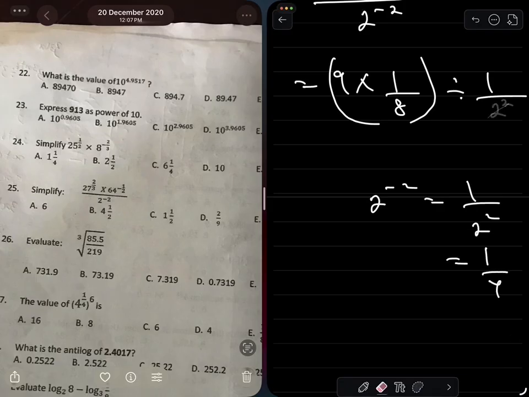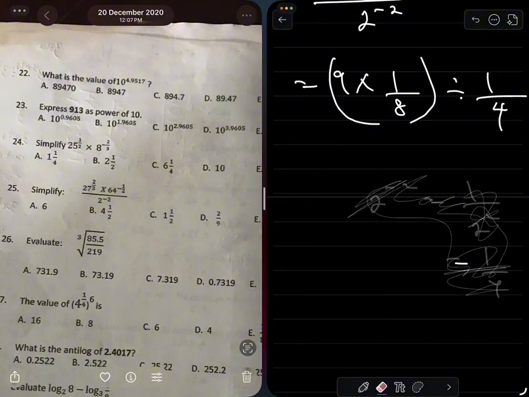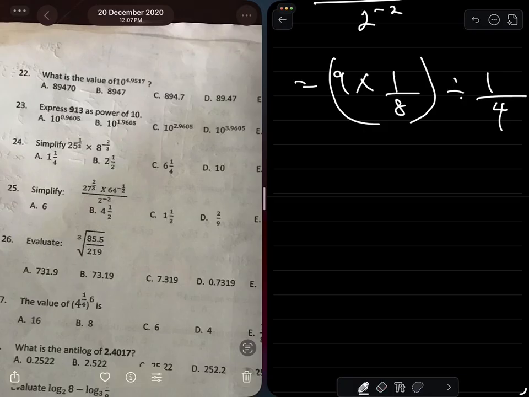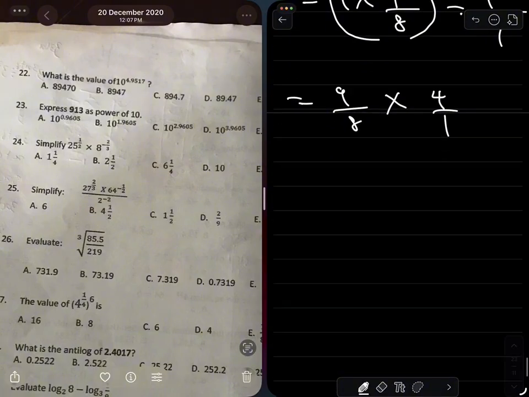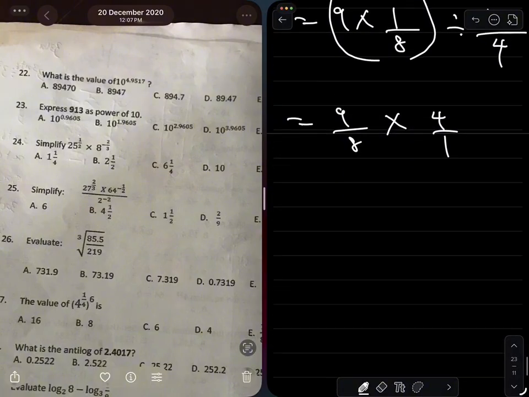So let me just write the 1 over 4 here, divided by 1 over 4. Do you understand? Yes. Are you sure? Yes, that's 9/8. Beautiful. That's 9 over 8. Divided means times. Divided by 1 over 4 means times 4 over 1.